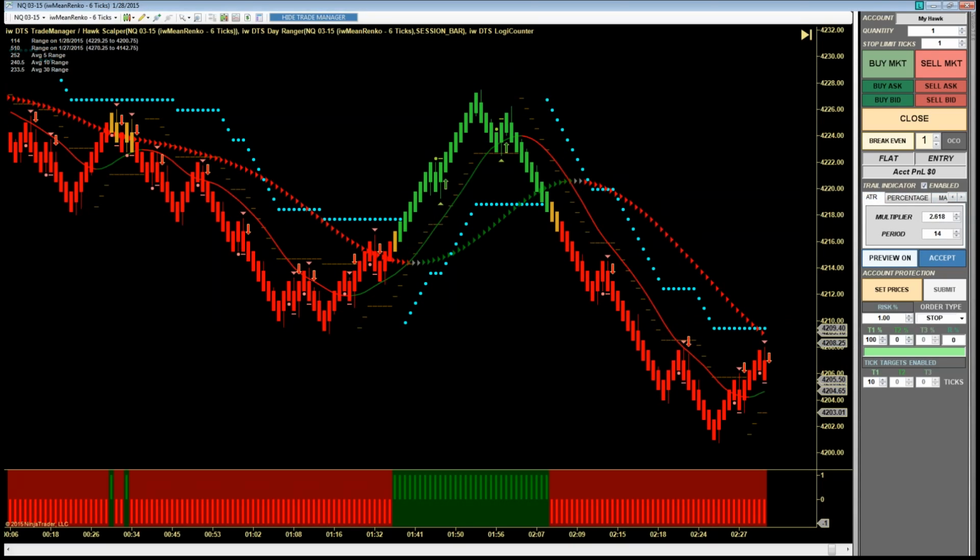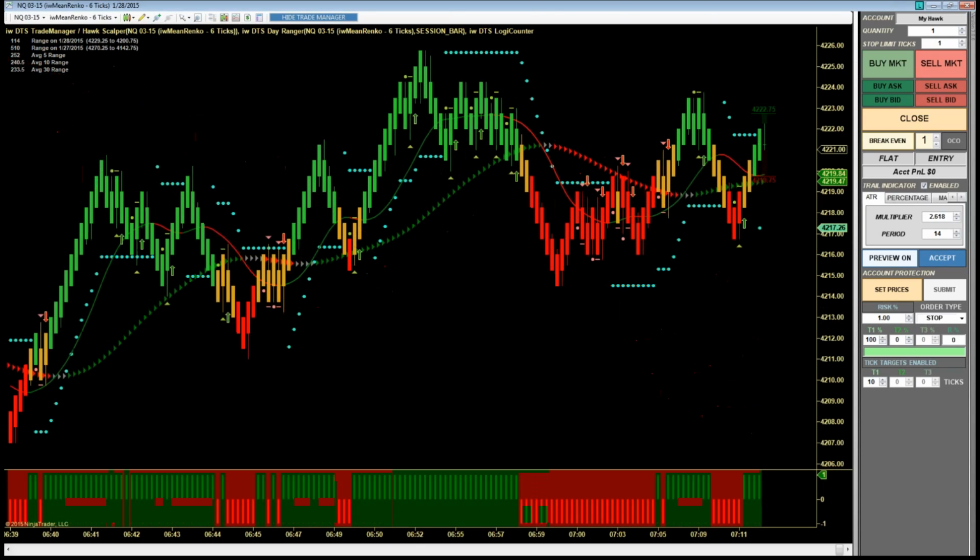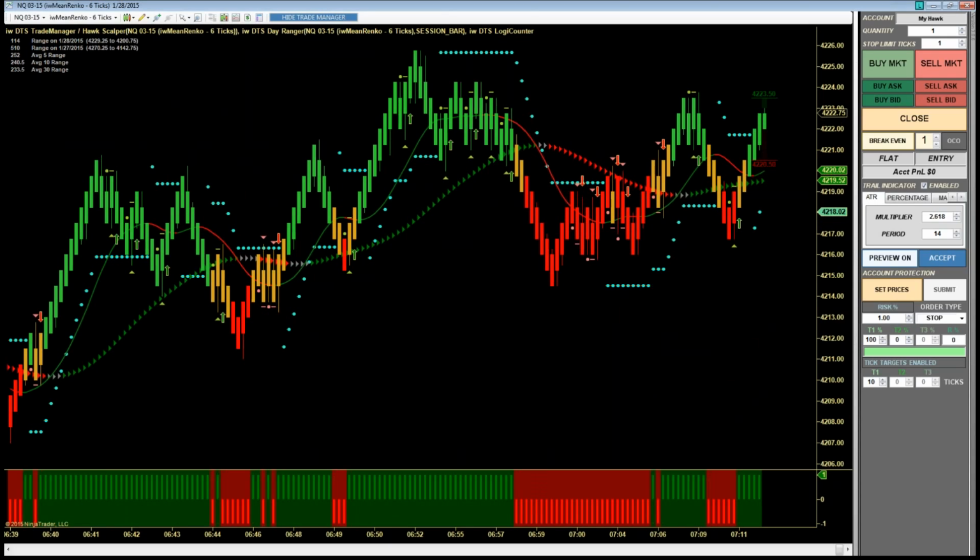You can make it more aggressive, less aggressive, whatever you choose. And if you want to see how one strategy compares to the other, you can turn on your preview button and compare. So you can see how the ATR strategy would run relative to the percentage strategy. So if that's to your liking, you can click accept and away it goes. Now, like I said, the nice feature here with the Trade Manager is that it will automatically manage your trade for you.